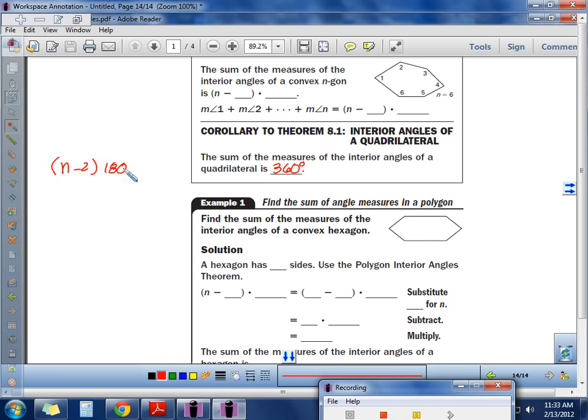Circle is not a polygon. It doesn't have any straight sides. It has curves, and that's one thing that violates the definition of a polygon.